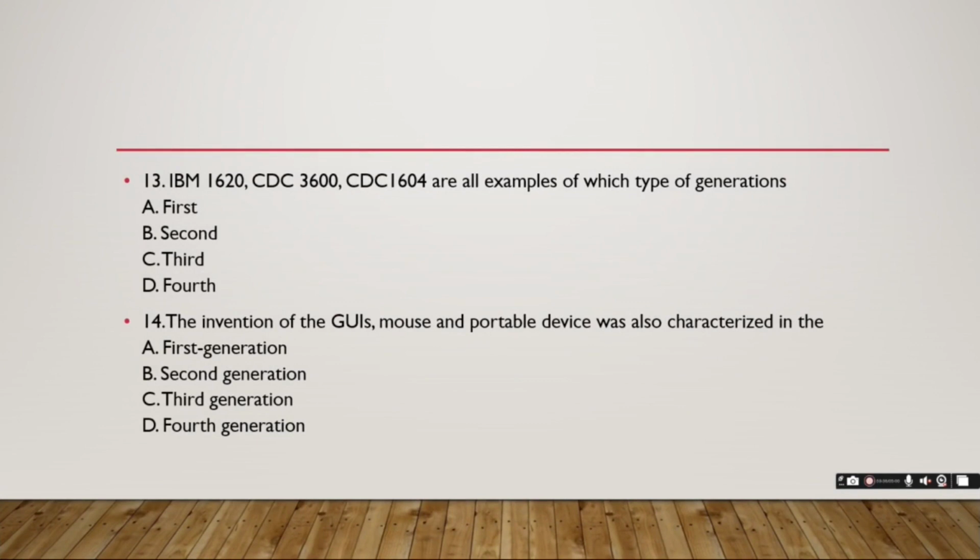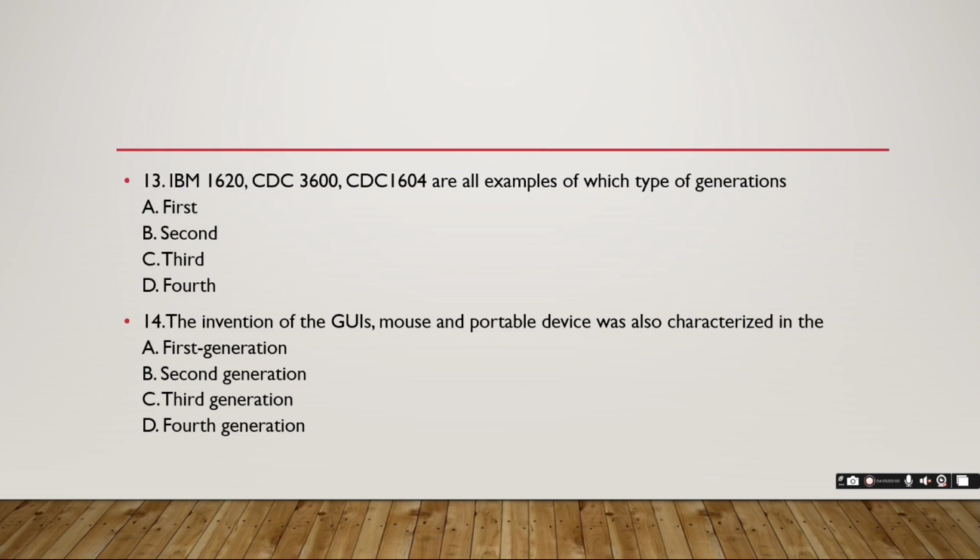Question 13. IBM 1620, CDC 3600, CDC 1604 are all examples of which type of generation? A. First generation, B. Second generation, C. Third, and D. Fourth generation.